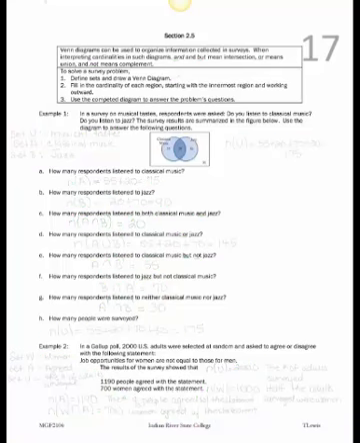Section 2.5. Venn diagrams can be used to organize information collected in surveys. When interpreting cardinalities in such diagrams, the word "and" or the word "but" means intersection, the word "or" means union, and the word "not" means complement. So we're going to look at example 1.